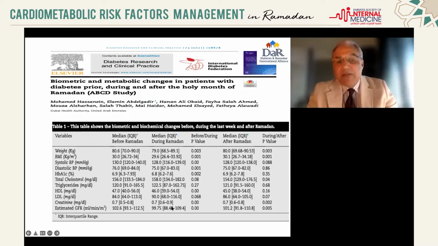Renal function, which is very important, changed very marginally from 102 to almost 100, and then went back to the same level. So does renal function get impaired during Ramadan? The answer is no. A 2 mL/min/m² change in eGFR is of no clinical significance, and it went back to its normal level.